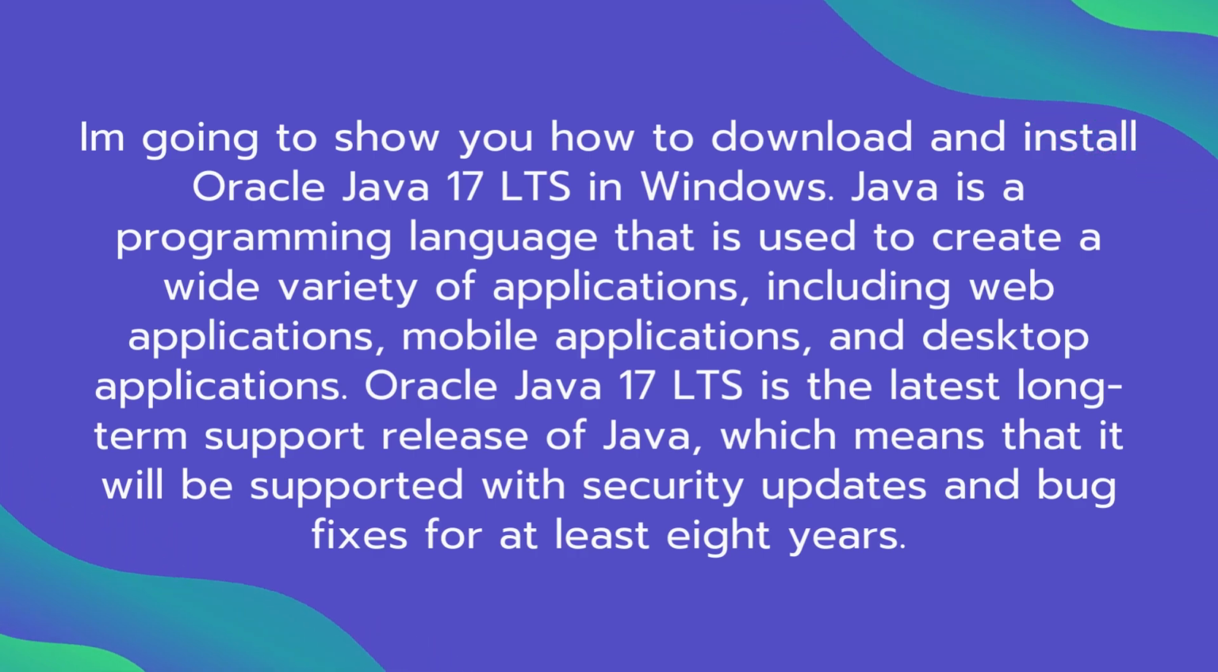Java is a programming language that is used to create a wide variety of applications, including web applications, mobile applications, and desktop applications. Oracle Java 17 LTS is the latest long-term support release of Java, which means that it will be supported with security updates and bug fixes for at least 8 years.